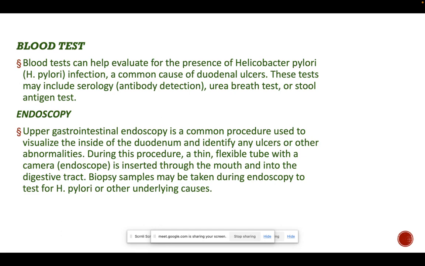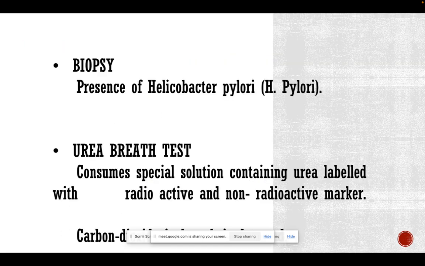And endoscopy. Upper gastrointestinal endoscopy is a common procedure used to visualize the duodenum and identify the ulcers. In this procedure, a thin and flexible tube with a camera, which is called an endoscope, is inserted through the mouth into the digestive tract. Biopsy samples may be taken during endoscopy to test for H. pylori or other underlying causes. When there is a presence of Helicobacter pylori in duodenal ulcers, biopsy may help to detect it.